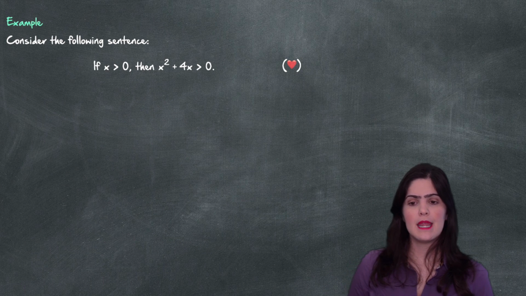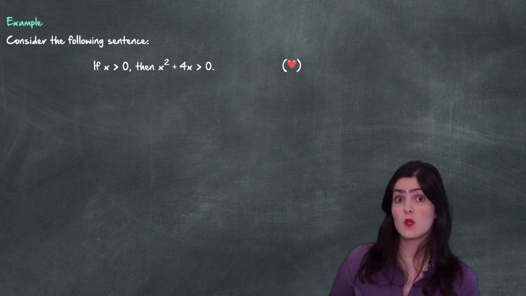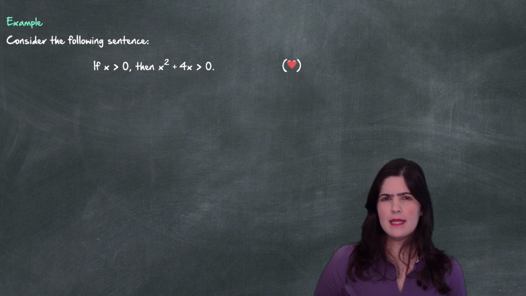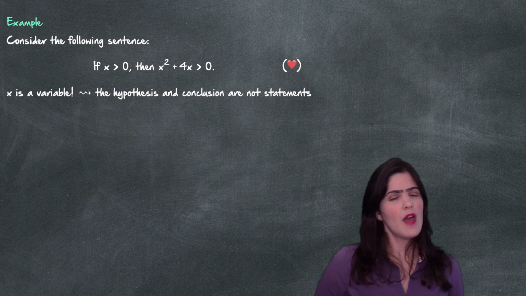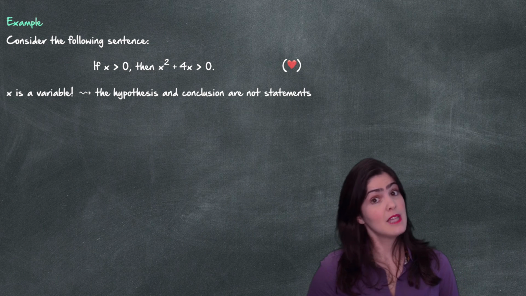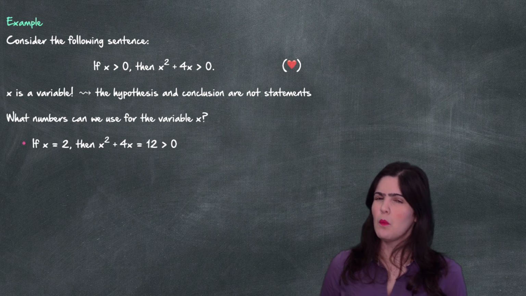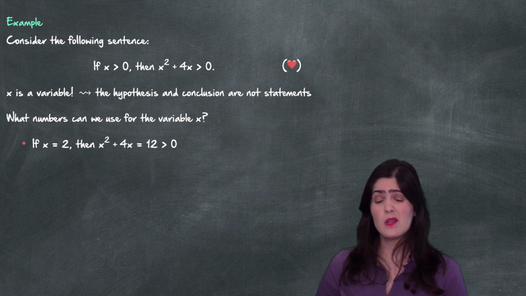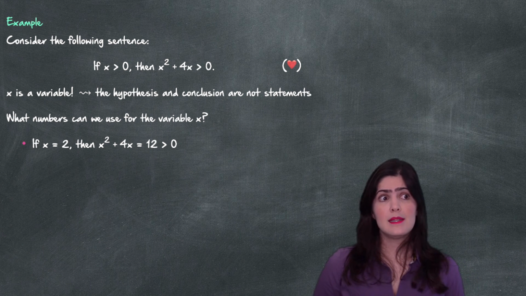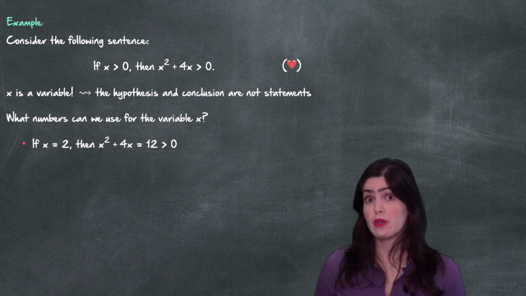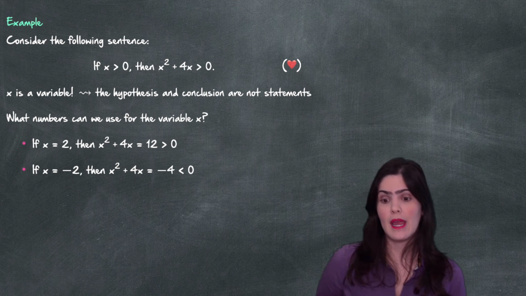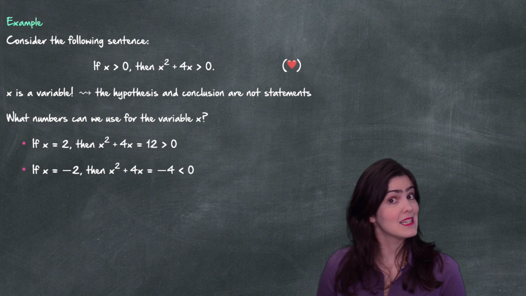We're going to study this sentence. It says that if x is positive, then x squared plus 4x is positive. Now, x is a variable, so the hypothesis and the conclusion are not statements. Then, what numbers can we use for the variable x? Well, if x is equal to 2, x squared plus 4x is 12, which is positive. If x is negative 2, x squared plus 4x is negative 4, which is negative.